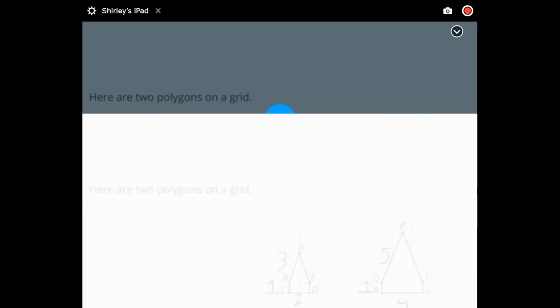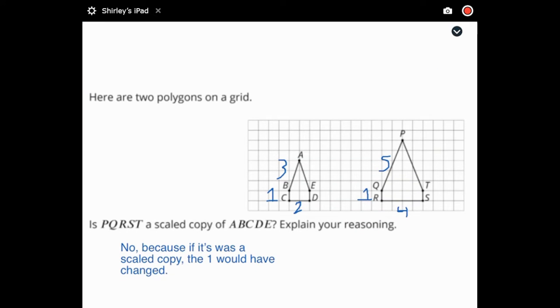I really like this one because you can see the first step this student took was to count all of the side lengths. In the smaller one, I have side lengths 3, 1, and 2. In the larger one, I have 5, 1, and 4. Just by doing that, not even calculating, this student noticed that there was a length of 1 in both of those shapes that didn't change. So even though some of the other side lengths changed, that one stayed the same.